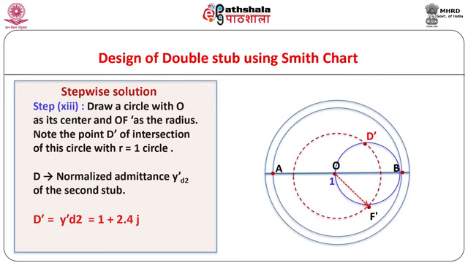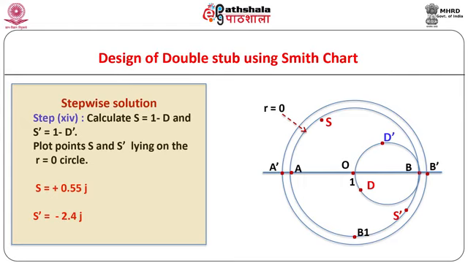Step number 13. Again, draw another circle with O as its center and OF dash as the radius. Note the point D dash of intersection of this circle with R equal to 1 circle. The point D dash represents the second solution for the value of the normalized admittance YD2 dash of the second stub. Note that here also the angle between OF dash and OD dash measured from OF dash in clockwise sense must be theta.